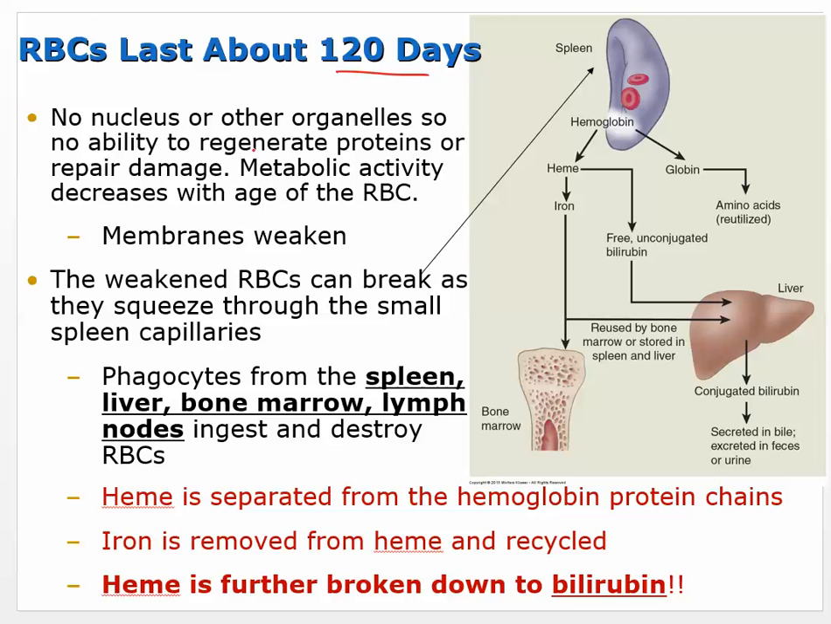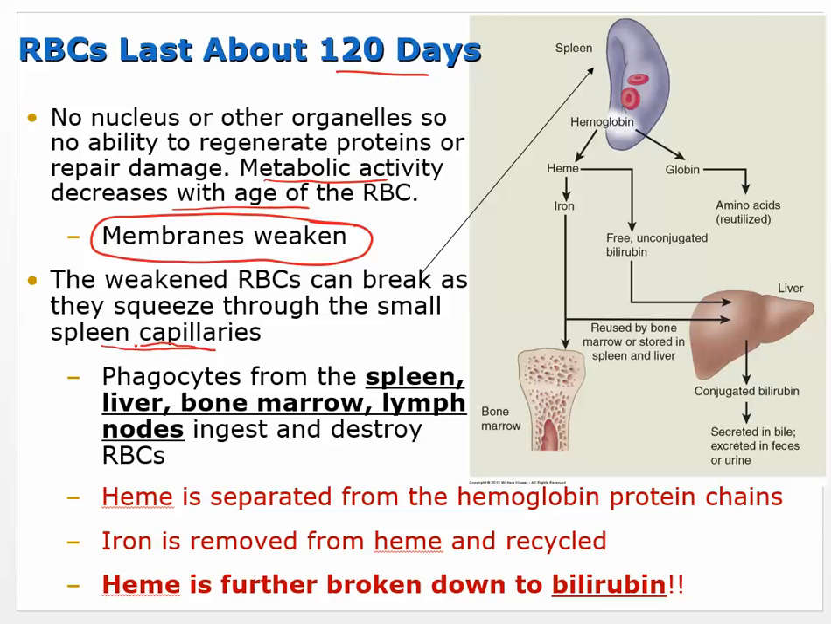So they last 120 days, with no nucleus or other organelle, and no ability to regenerate proteins or repair damage. So if something severe happens to a red blood cell, it's just done. You can't really fix it beyond a certain number of things that it's able to do. The metabolic activity decreases with the age of the red blood cells, and most importantly, and it's always hard to say most importantly, it's all important, but the membranes will weaken after a while. So when the membrane weakens, that means that it's more easily broken. So the weakened red blood cells can break as they squeeze through the small splenic capillaries.